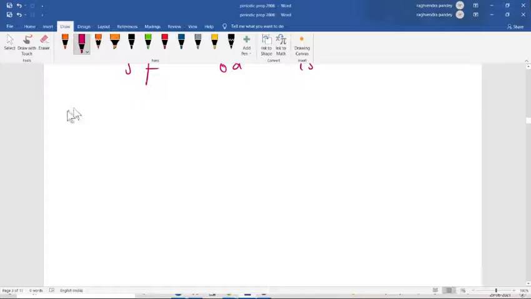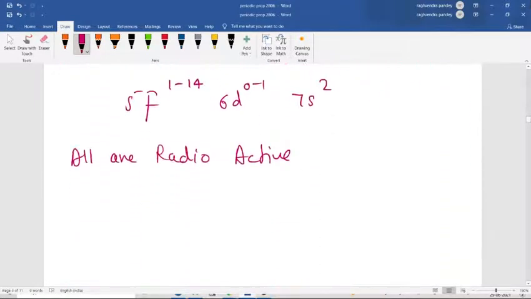Remember that all of them are radioactive. They emit alpha, beta, gamma rays. Uranium is the last natural element. They are metals.